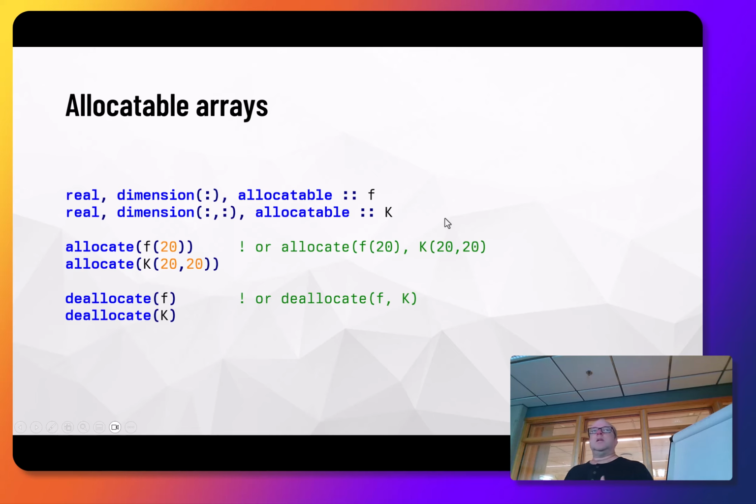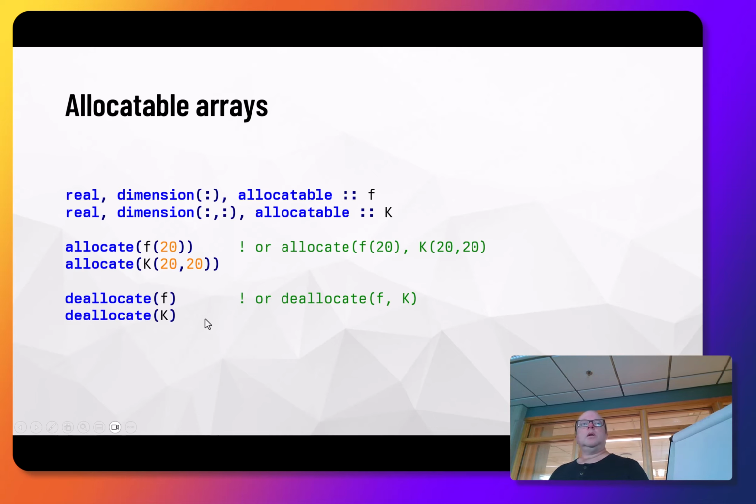Before you can use these variables, you need to create the memory, or ask the operating system for the memory. So you call allocate, and then here you give the size of your array. And that doesn't need to be a fixed number here. You can have a variable. So you could have, for example, allocate, rows, comma, columns here. So this can be programmatically controlled.